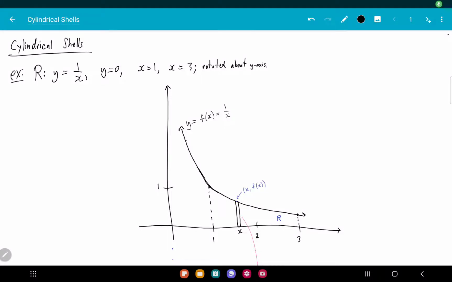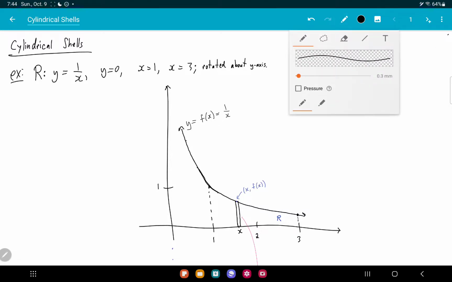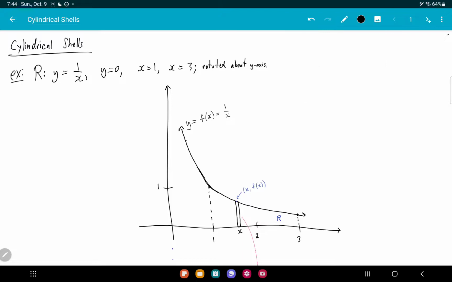So pause and copy all this. Pause and copy. So we are going to find a volume in a different way, and we'll see that we come up with a technique that is very different and very useful.